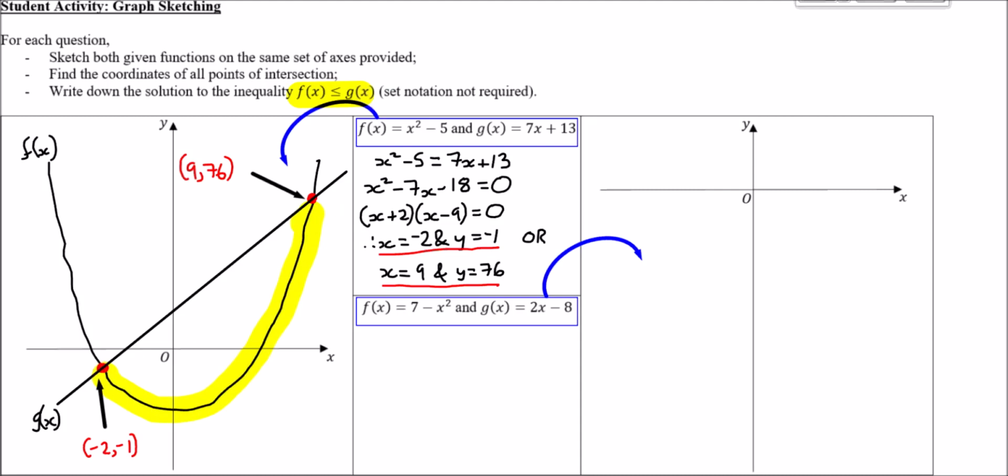Okay, so the final thing to say is that for this one, f of x is less than or equal to g of x for when x is in between -2 and 9 inclusive.